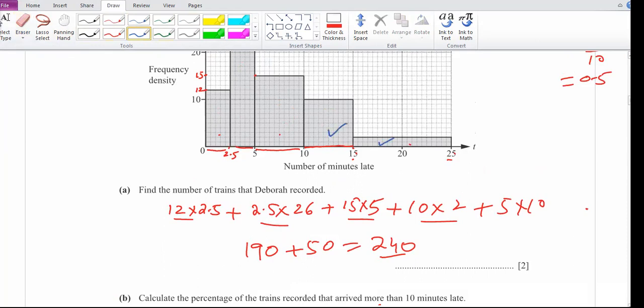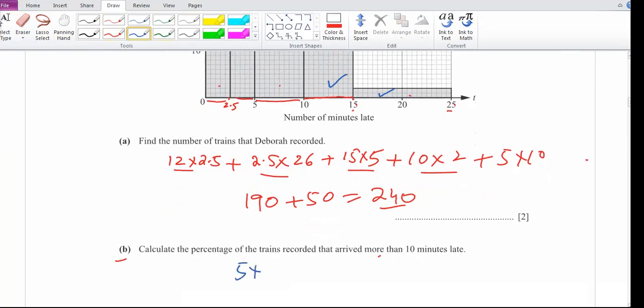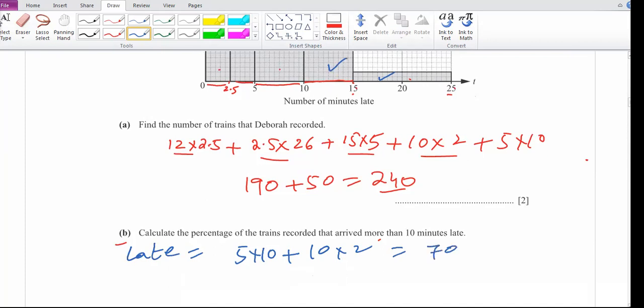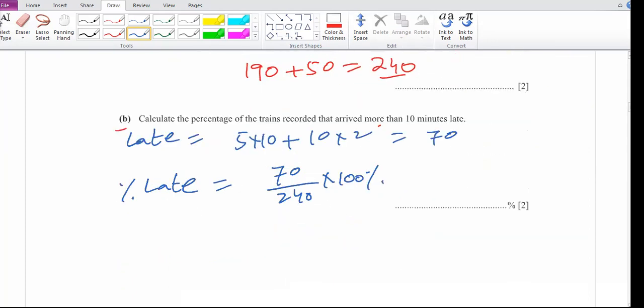So first we find the number of trains that are late more than 10 minutes. For this one, the number of trains is 5 into 10, plus for this one the number of trains is 10 into 2. These are the late trains. So the late trains are 50 plus 20, which is 70. The total number of late trains is 70. Now how do we take the percentage? The number of late trains divided by the total number, multiplied by 100%, so that will give us the percentage of late trains.